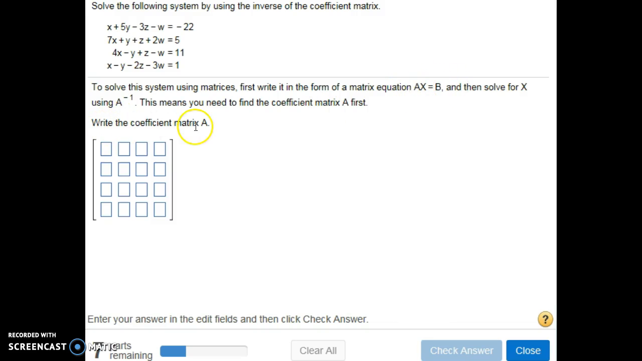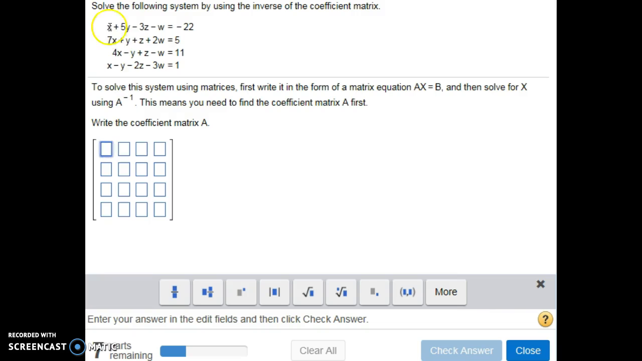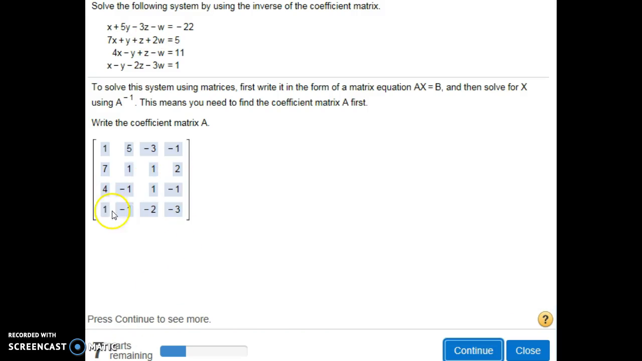So to start with, we have to find the coefficient matrix. And all that is writing in all the coefficients you see here. So for the first equation, we have a coefficient of 1, and then a coefficient of 5, and then a coefficient of -3, and then a coefficient of -1. So I'll write in the rest of them. So here it is all filled in.